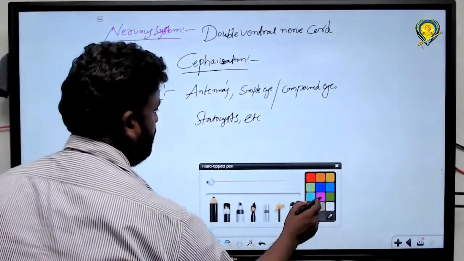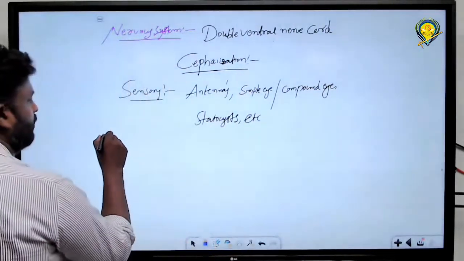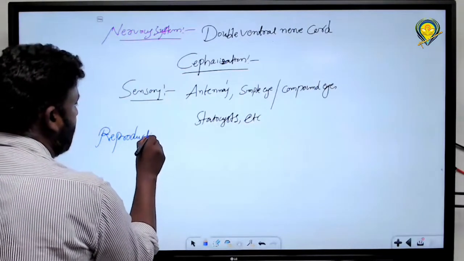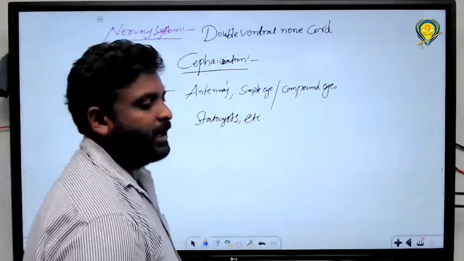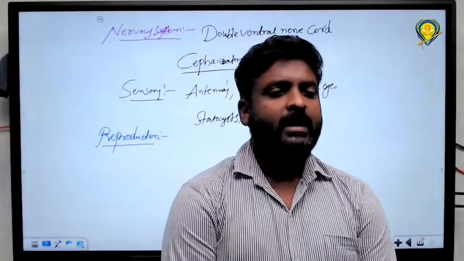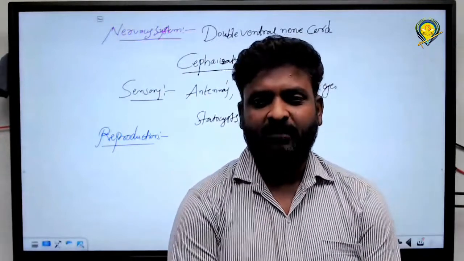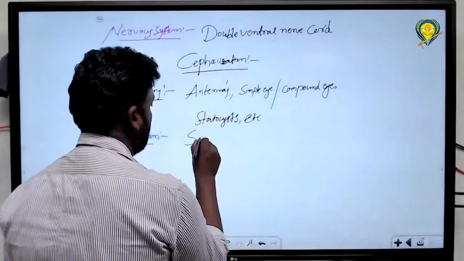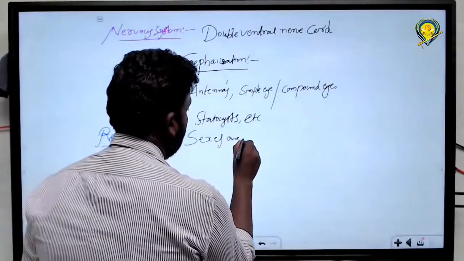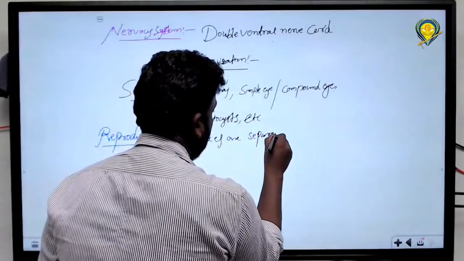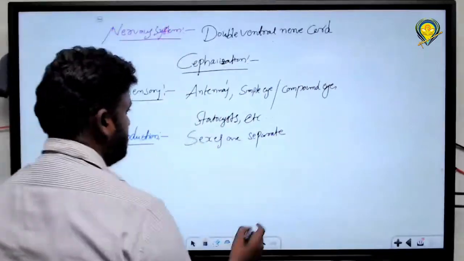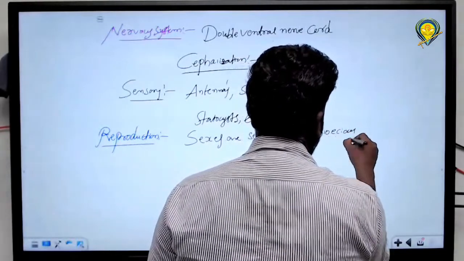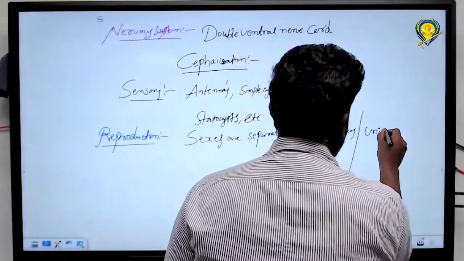After nervous system, we have to speak about what? Reproduction. Reproduction, right? And sexes are separate, right? Please read it. Sexes are separate mean definitely sexual dimorphism is distinct. Mean what do you call, dioecious or monoecious? Dioecious. Bisexual or unisexual? Unisexual organisms.